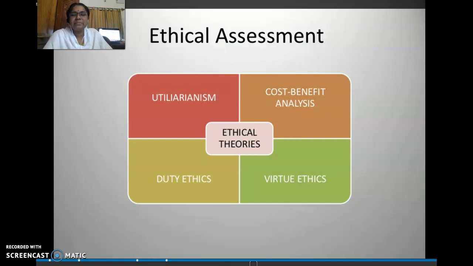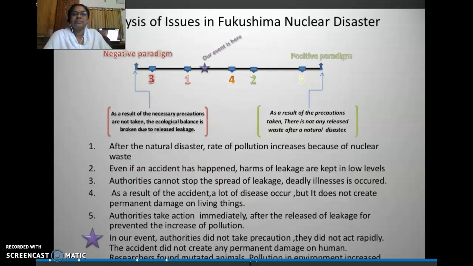So, ethical assessment, right? How are we supposed to assess this? Cost benefit analysis, virtue ethics, duty ethics, utilitarianism. This is the analysis after the disaster.